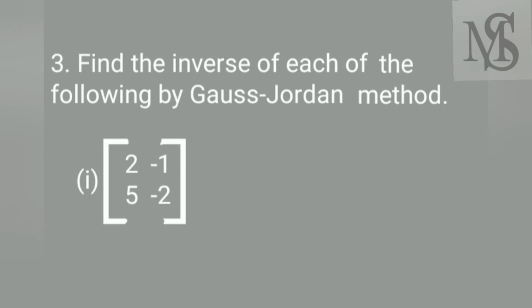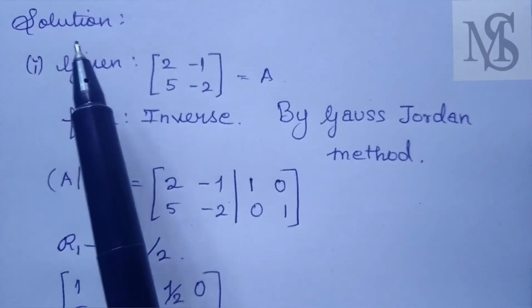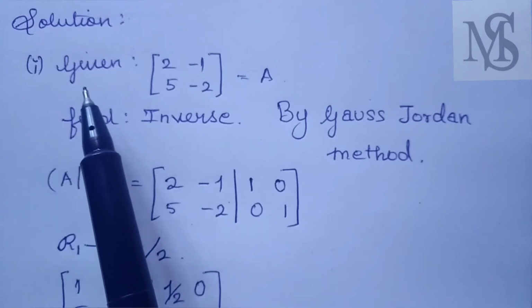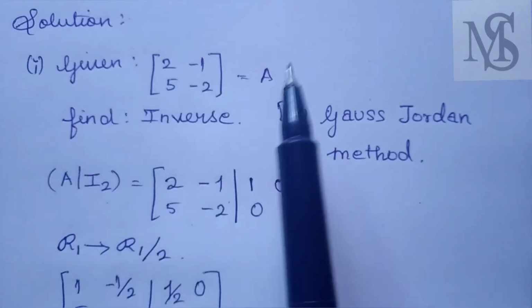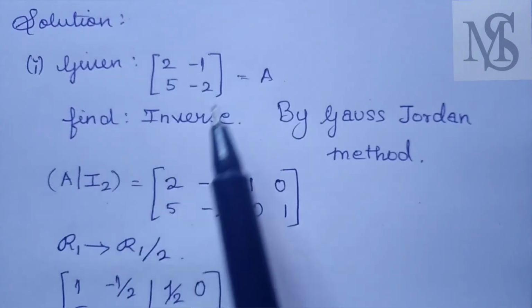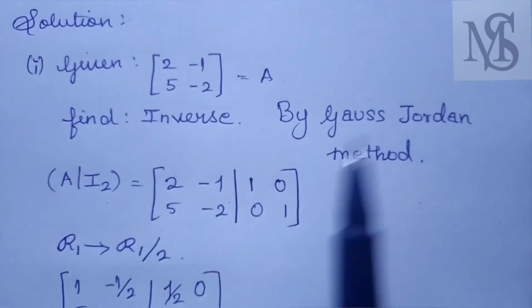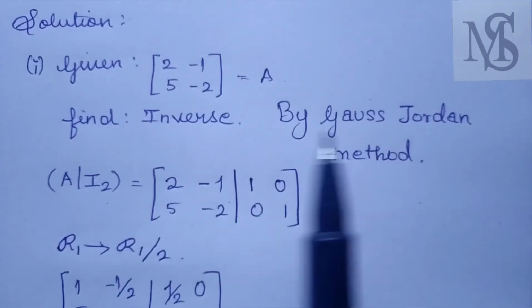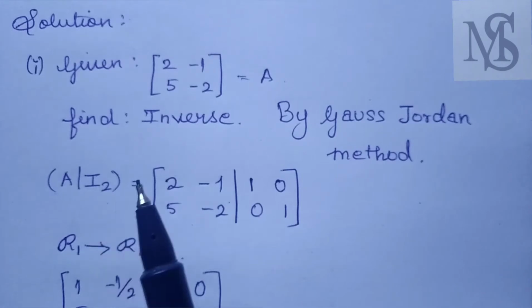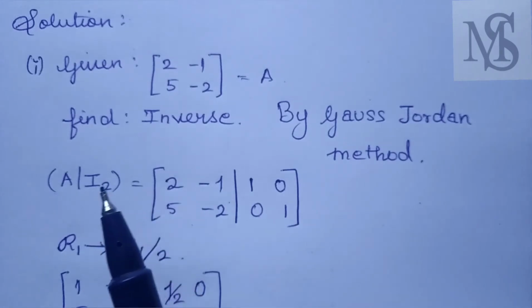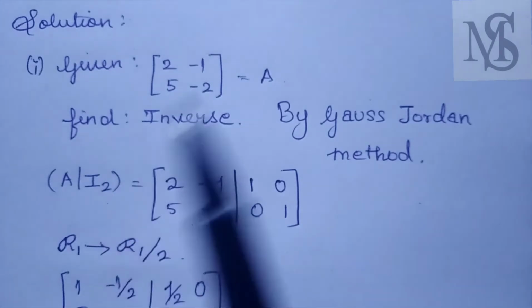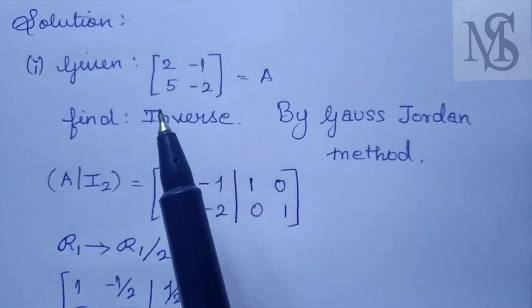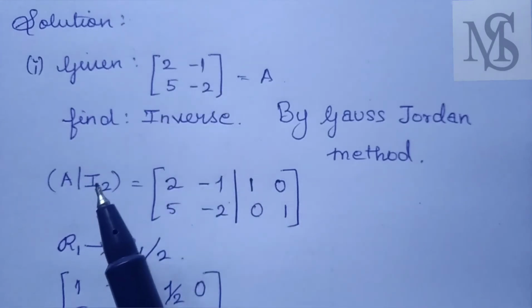Exercise 1.2, third sum. Find the inverse of each of the following by Gauss-Jordan method. Solution, Roman number 1. In the question they had given a matrix. We are taking it as A and we have to find the inverse, that is A inverse, by Gauss-Jordan method. In Gauss-Jordan method we are taking A augment identity matrix, that is an identity matrix of the order 2 cross 2, because the given matrix is of the order 2 cross 2, so we are taking an identity matrix of the order 2 cross 2.